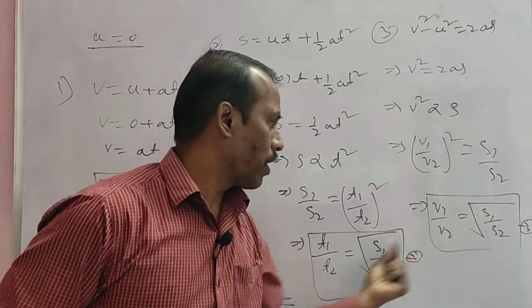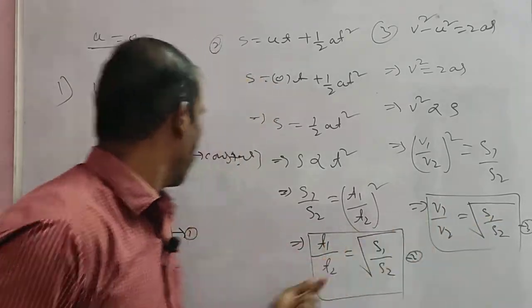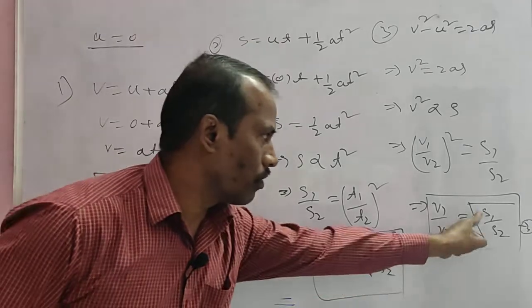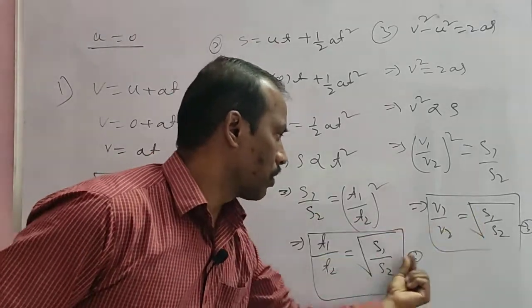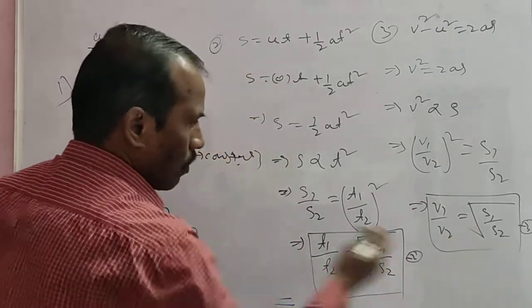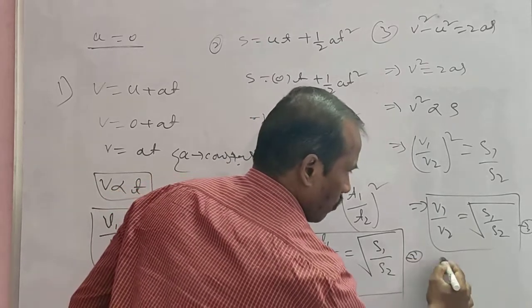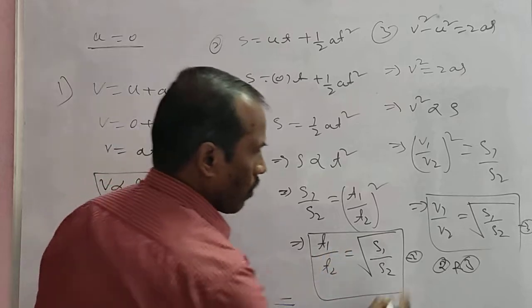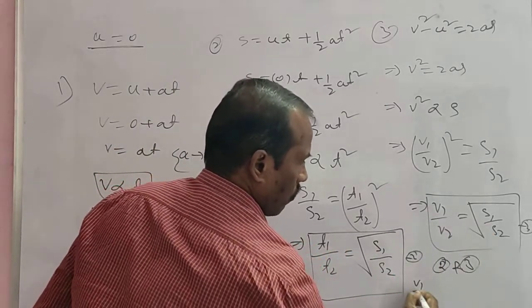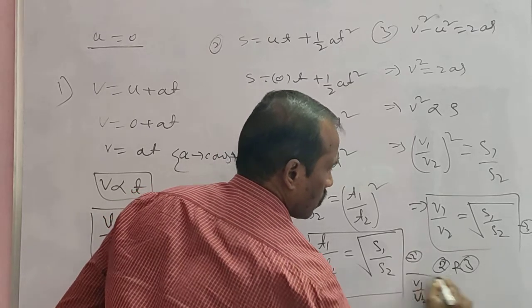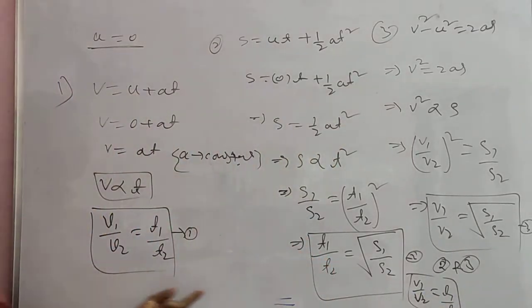So the comparison of velocity and time is the first equation. Under root of s1 by s2, compared with the equation 2, is equal to equation 3. From relations 1, 2 and 3, this is equal to this, and also v1 by v2 is equal to t1 by t2. This relation is the first equation.